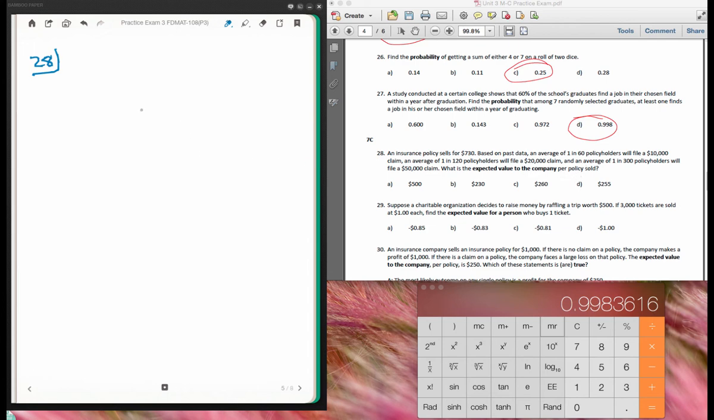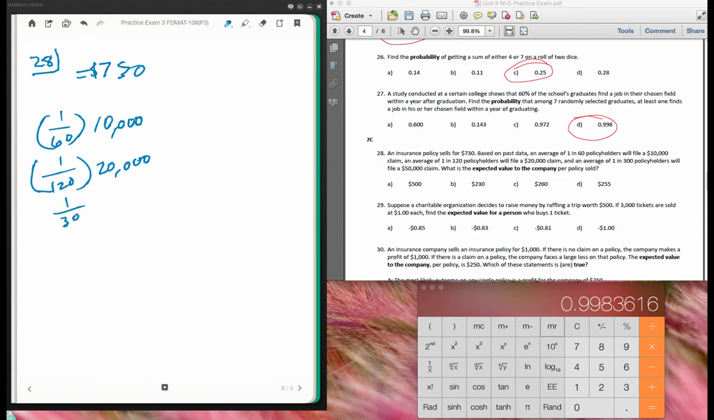Okay, so we're going to look for the expected value. Let's see. They sell for $730. 1 out of 60, so there's the odds, will file $10,000. Okay. 1 out of 120 will file a claim for $20,000. And 1 out of 300 will file a claim for $50,000. Okay. So let's find the expected value of each of those events.